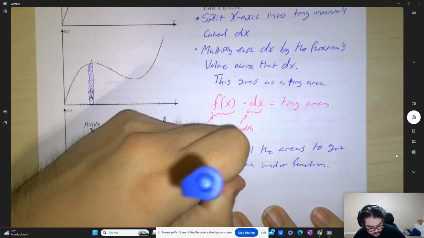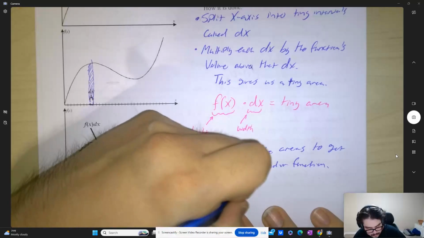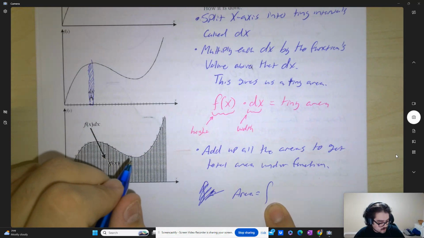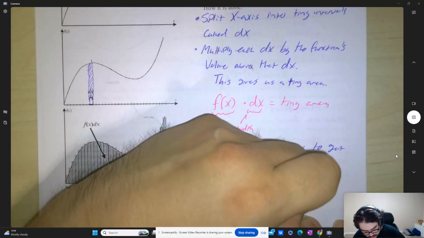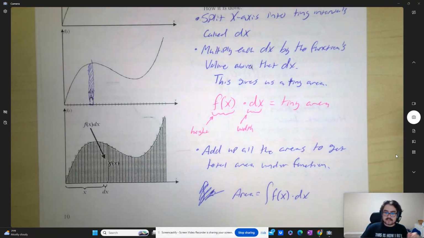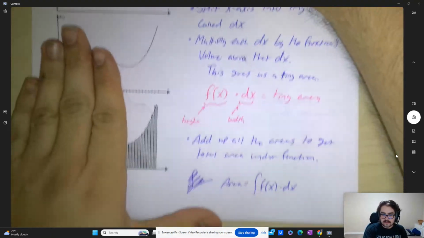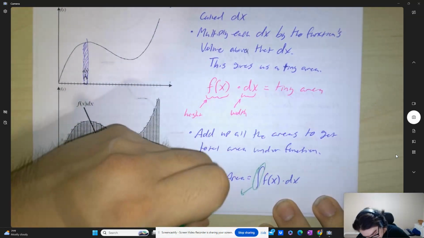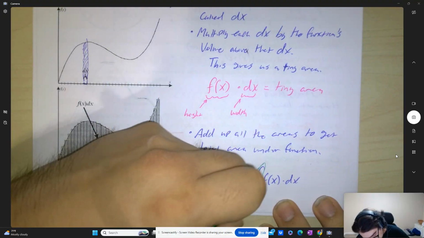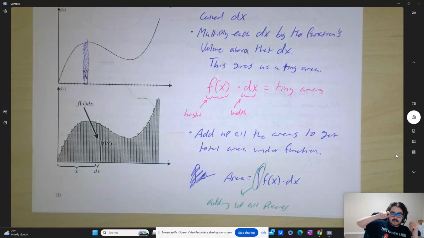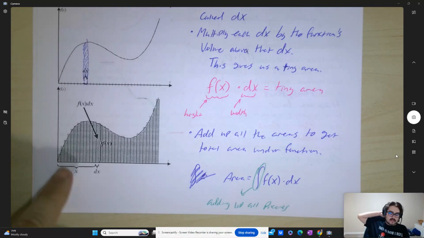You're going to see that the area is simply equal to the integral, and that's the symbol for the integral, f of x times dx. That's what it is. The integral, in essence, is adding up all pieces. And f of x is the height, dx is the width. You're just taking all those tiny little areas and adding them up.